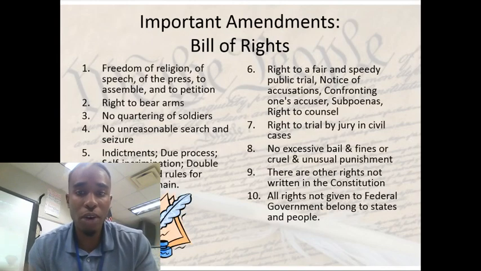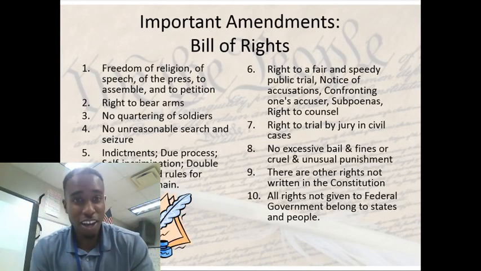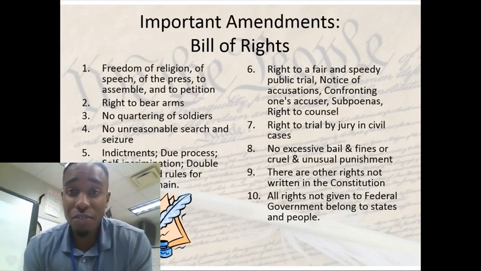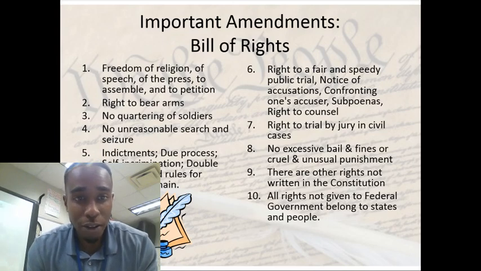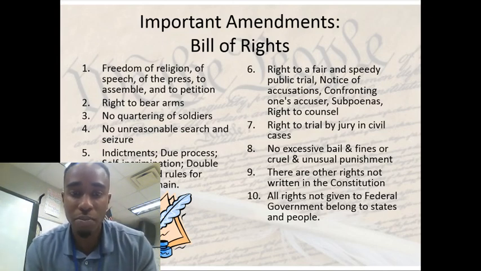All righty. The Bill of Rights, once again, was the first 10 amendments, 10 amendments added to the Constitution. It identifies the different individual rights that we have as citizens. Freedom of religion, freedom of speech, no quartering of soldiers, which should be very familiar after the American Revolution. We identified that soldiers were being quartered in homes and were able to just do as they please. But now we have things put in the Constitution that protect us from those injustices.